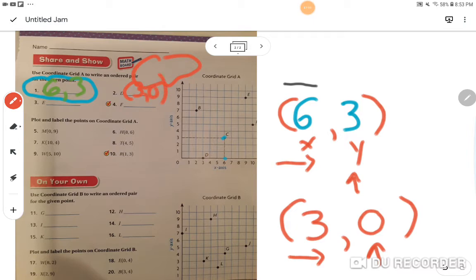Why don't you pause the video right now and do E and F by yourself? Miss Robles will talk to you. And then let's come back and see how to do the next section.